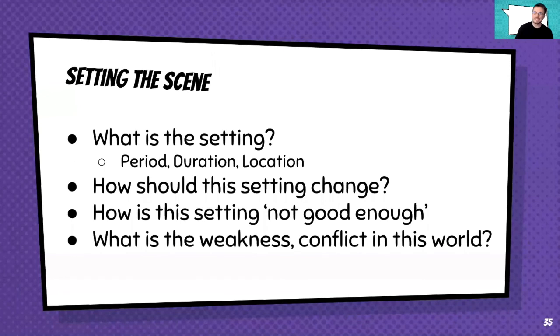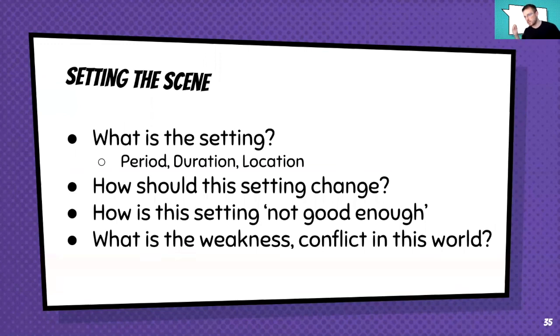So when you're setting the scene, you need to think about what is the setting, the period, the duration, the location. The difference between period and duration is that the period is when is this happening, and the duration is how long is this happening for. And the location is location. How should the setting change? How should the world change around the character?